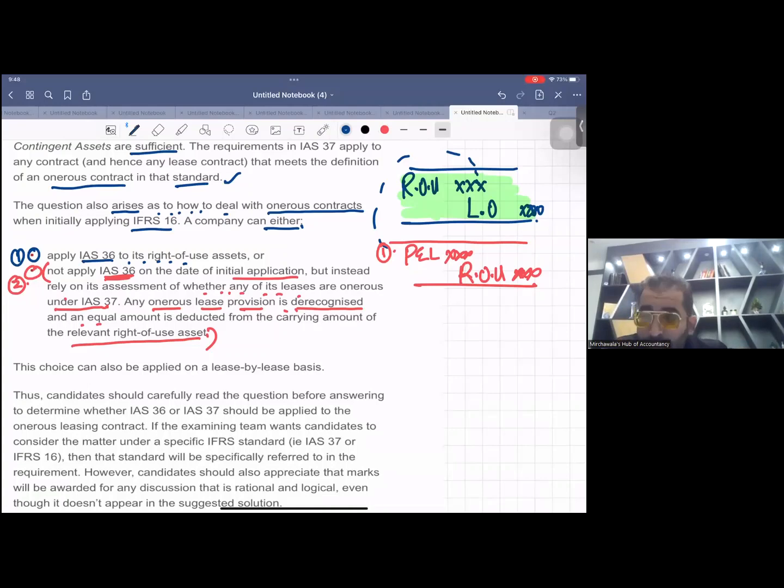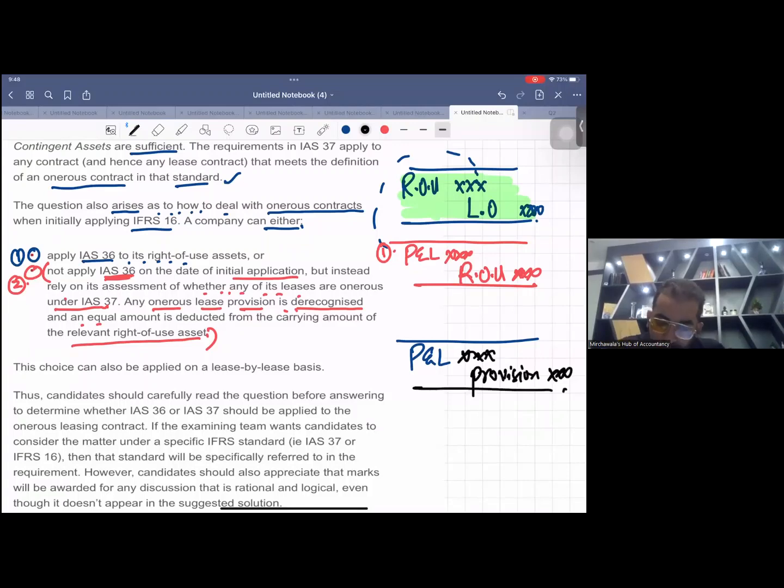And you know, onerous contract is part of IAS 37. And yes, an onerous contract is a provision. So you calculate the onerous contract provision and make this entry. P&L debit and provision credit. First make this entry, P&L debit and provision credit.